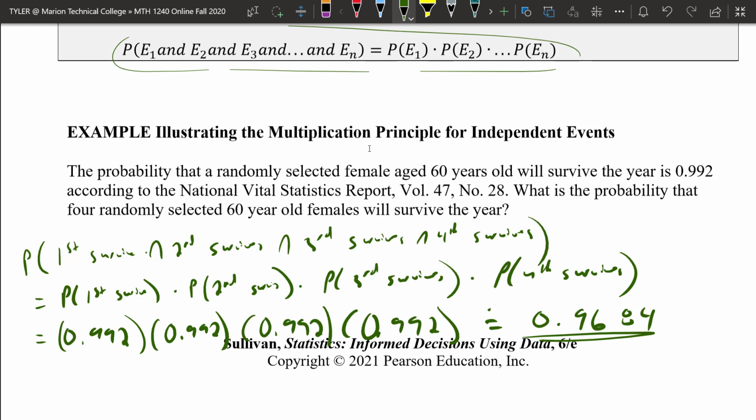So we can extend that multiplication rule to n independent events. If we had five events that were independent, and we were trying to find E1 and E2 and E3 and E4 and E5, we could just find the product of each of their probabilities.